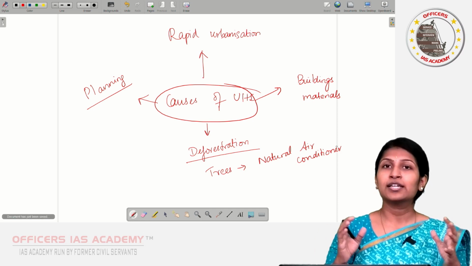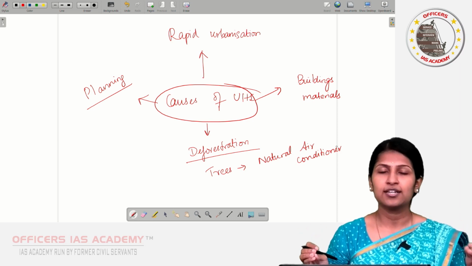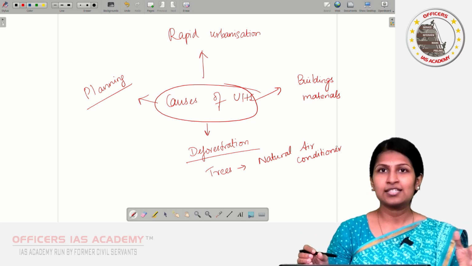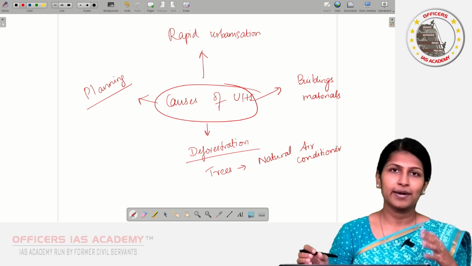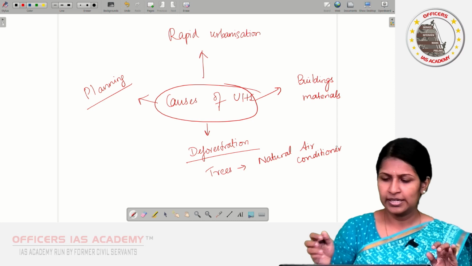So when trees are getting cut on a huge scale, we're losing our natural air conditioners, because of which the cities are becoming very, very warm compared to the surrounding regions. These are a few important causes of the urban heat islands.